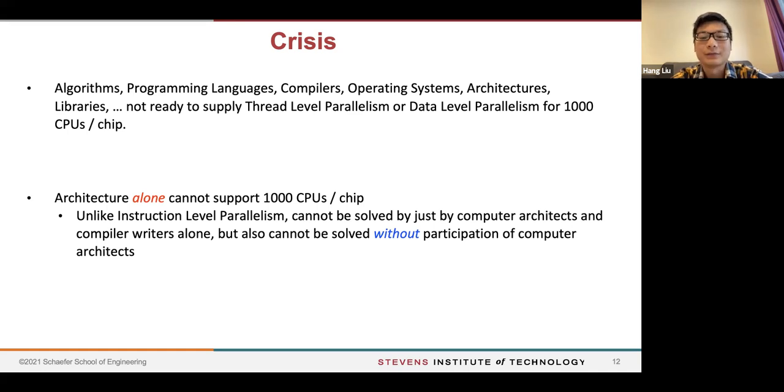Unlike instruction-level parallelism, which we're going to discuss in the first third of this lecture, and which can be achieved by computer architects alone, thread-level parallelism and data-level parallelism cannot be achieved without the participation of other stacks. But they also cannot be solved without the participation of computer architects. So it is a big puzzle that requires the effort from a lot of stacks, okay.